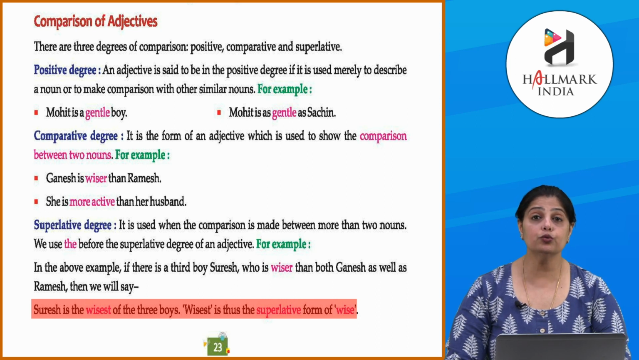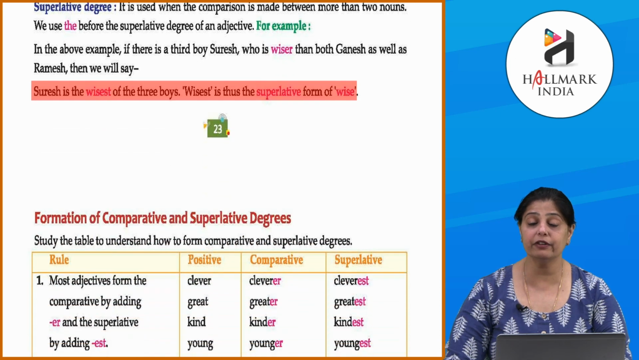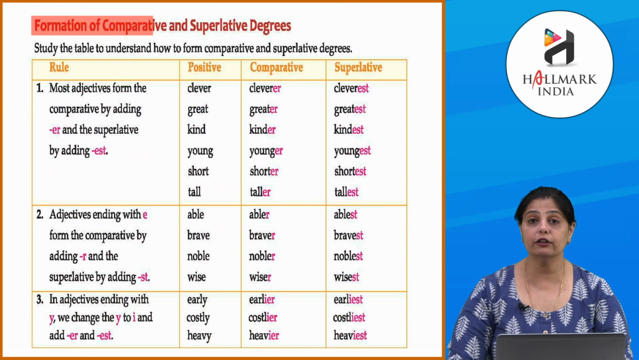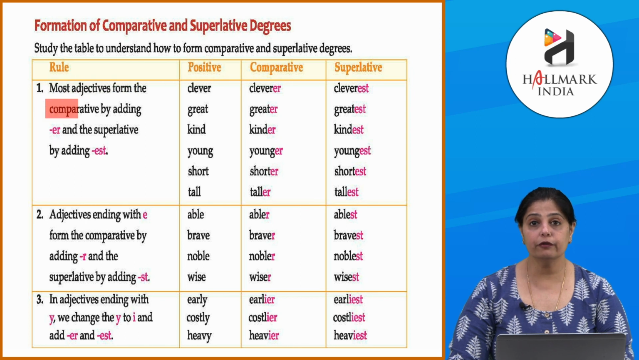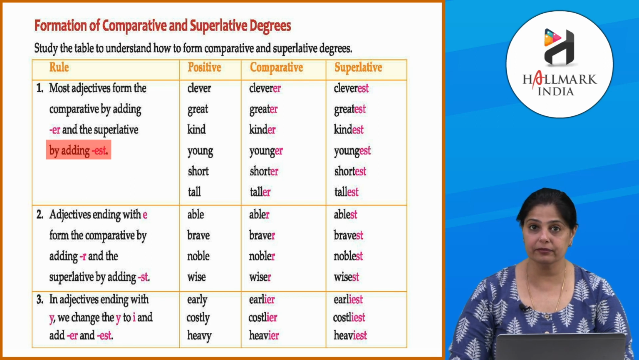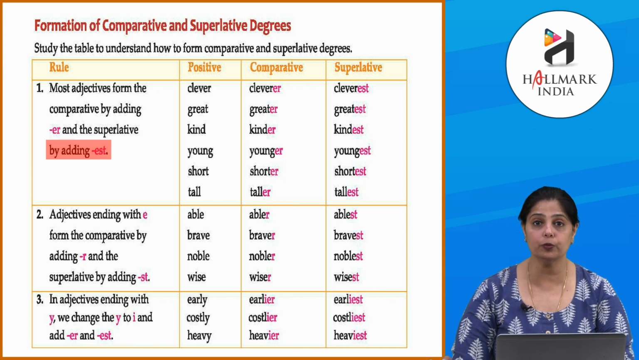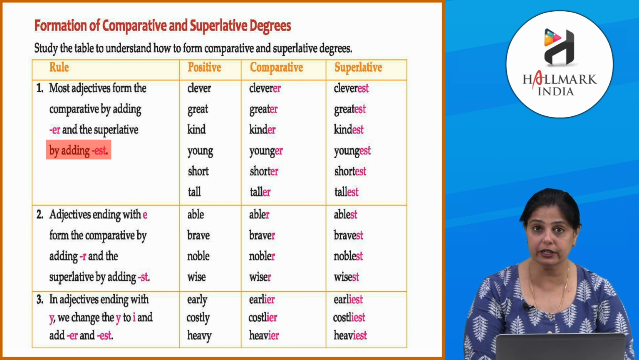Now let's look at how do we form comparative and superlative degrees. Let's look at the formation of comparative and superlative degrees in detail through this table. Okay, first rule, most adjectives form the comparative by adding er and superlative by adding est. They are pretty simple. er और est add हो जाता है. er for comparative and est for superlative. Okay, to the positive degree.